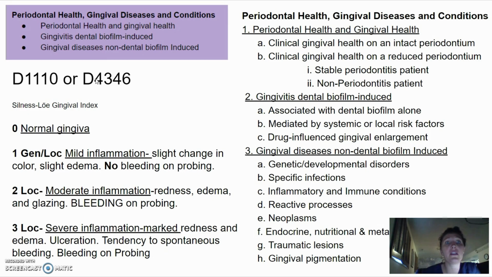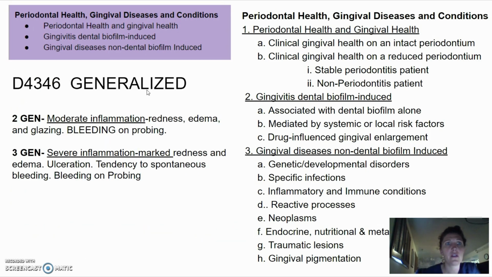But when you get to the D4346 code, you are making the assumption, well, not the assumption, but you're finding that there's generalized gingivitis, a moderate amount, because you're seeing redness, edema, glazing, bleeding on probing. If you have generalized severe inflammation, there's redness, edema, ulceration, tendency to spontaneously bleed. And there's no periodontitis, there's no bone loss. That's when you're doing that D4346.